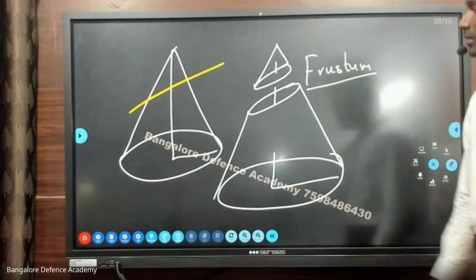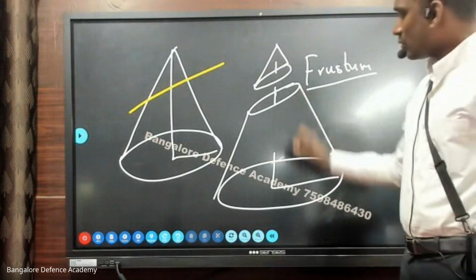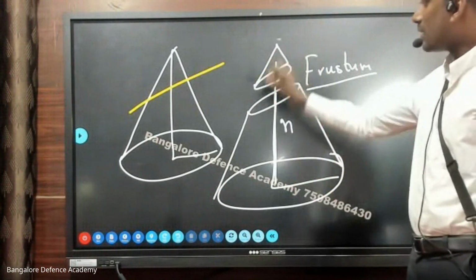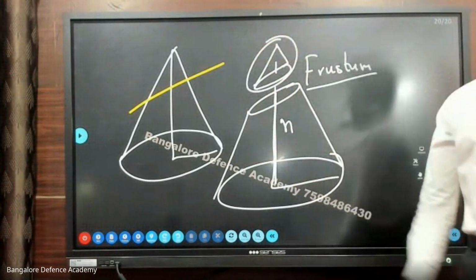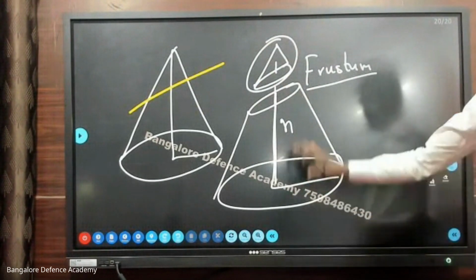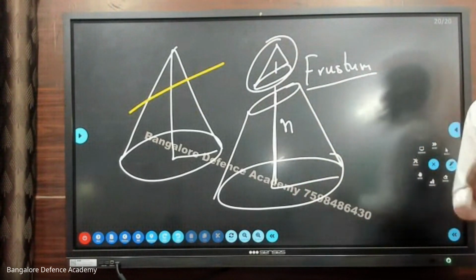Now what happens in the exam? They will give you only this height. You have to find the area of this upper region. Did you understand?